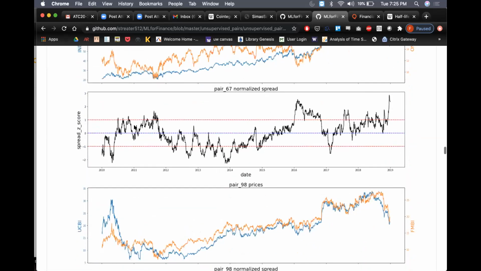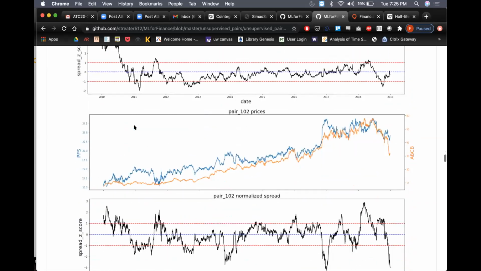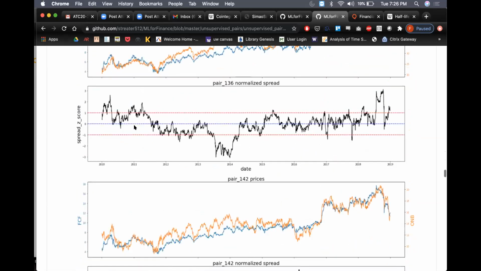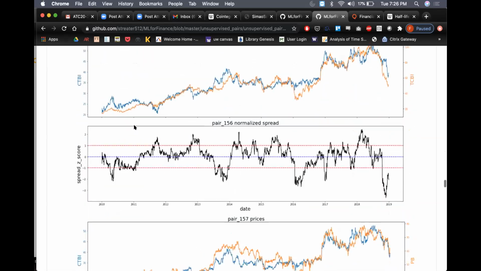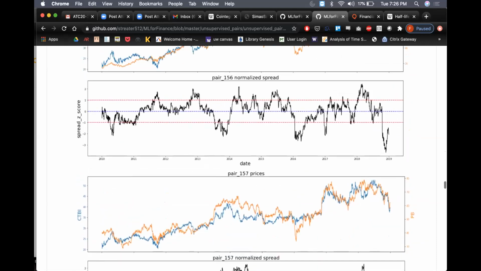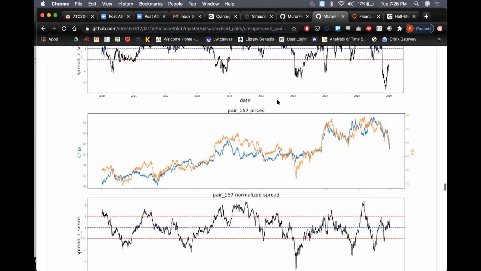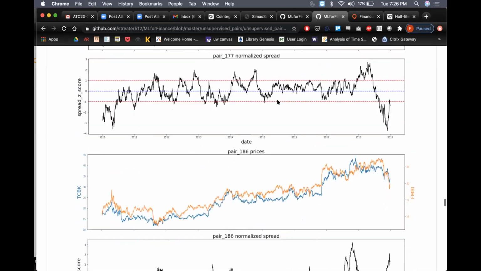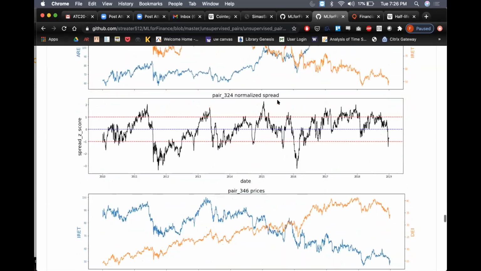So just moving down, this is all of the 20 pairs that we found, and you can go back and look at this later if you're interested. And one note, as you can see here, it's counting the number of times that it crosses 0. It looks like this one crosses a couple times here, and then from 2014 to 2016 there's a lot of trading opportunities, and then several trading opportunities in the back half of the testing set as well. So just moving down throughout these.